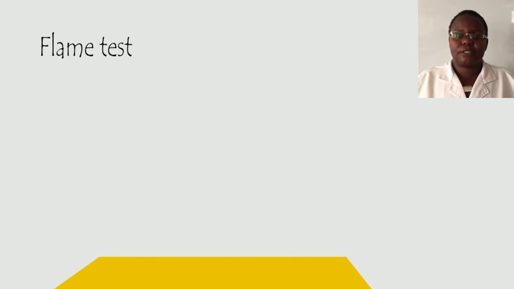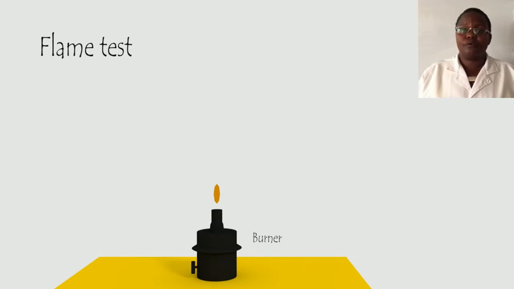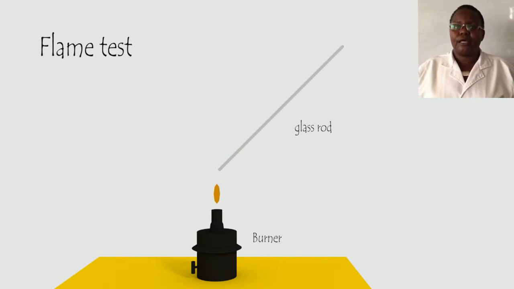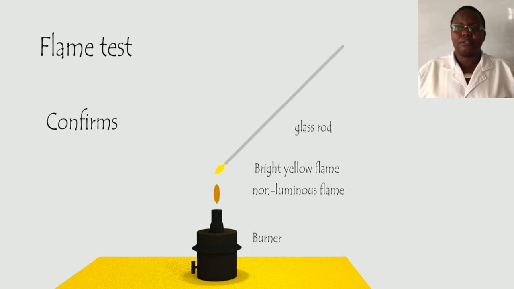In a flame test, you take the test substance, if it is in solution form, dip a glass rod or a clean metallic spatula, and then burn it in a non-luminous flame. The expected results are, if you have potassium ions, it will burn with a purple or lilac flame. If it is sodium ions, it will burn with a bright yellow flame.